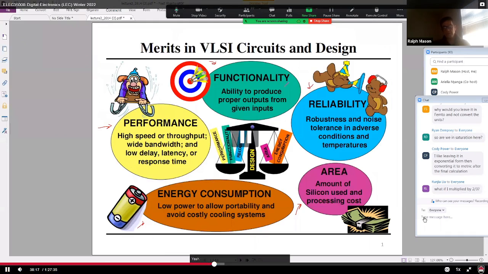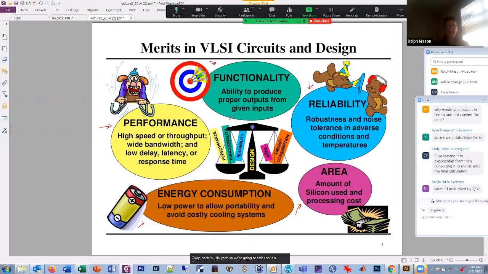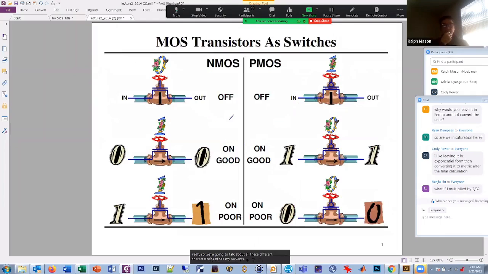Yeah, so we're going to talk about all these different characteristics of CMOS circuits. First off, just a little review here. MOS transistors, we're going to treat transistors like switches. We've been doing that already to figure out what the logic function is.